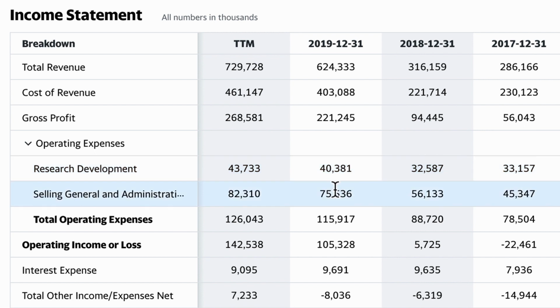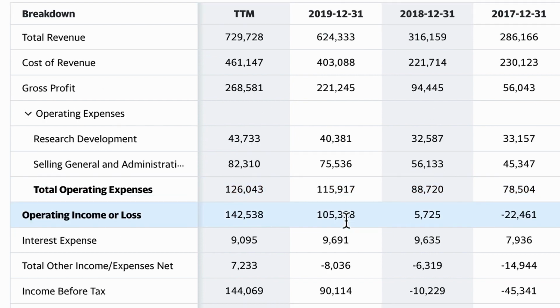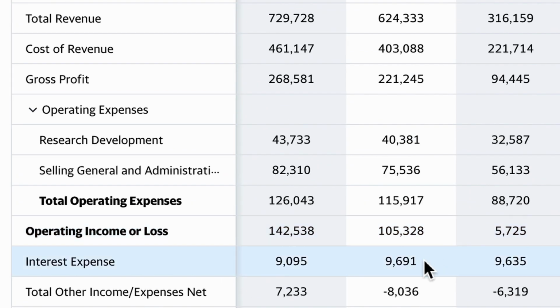Selling and general administration, also known as SG&A. This is what it takes to sell products, or the back end. The administration part would be like having lawyers, or the selling part would be the cost of sales offices and stuff like that. And then total expenses is just all that added up. The next line down is operating income or loss, and this just shows how much it costs to operate. Interest expense is how much interest they're going to pay on loans or something like that to deal with operating.